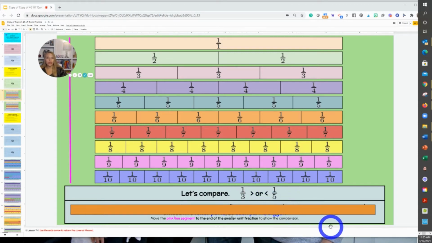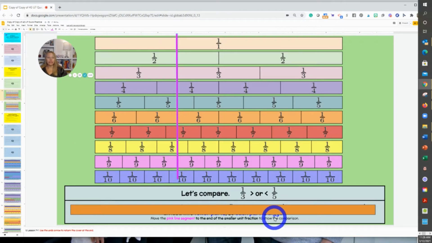So 1/3 compared to 1/5. Is 1/3 greater than 1/5 or is 1/3 less than 1/5? Think about it. The class has this visual if they need it. The student leader waits till most students have a thumbs up or some sort of a signal. And then the student leader says class, and the whole class would say 1/3. And the student leader would drag the pink bar to show where 1/3 lines up.